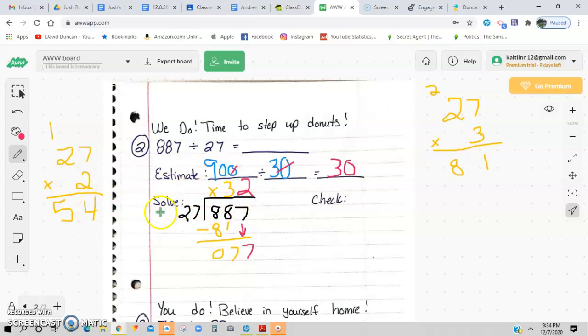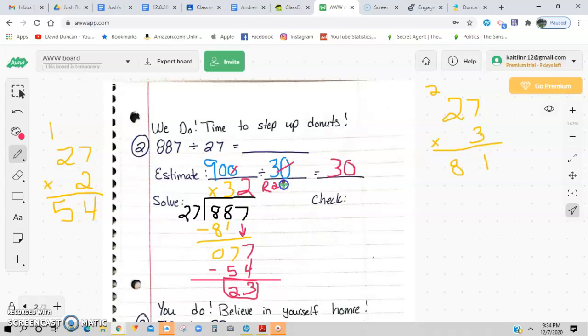I know that 2 times 27 is going to get me 54. So I'm going to put 54 right here and subtract it. And I know 7 minus 4 is 3. 7 minus 5 is 2. And now I have nothing left to bring down, and my remainder is smaller than my divisor. So my final quotient is going to be 32, remainder 23.